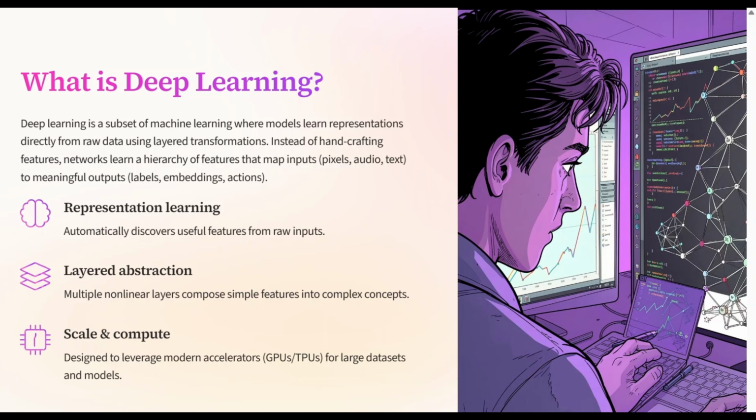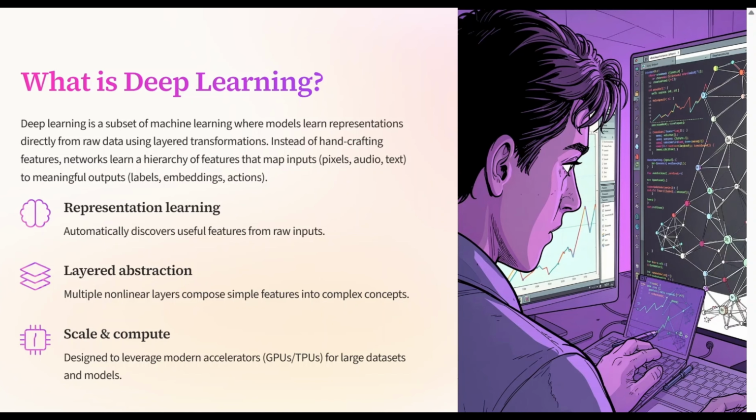So here I will explain three concepts. The first concept is representation learning. It means the model automatically discovers the useful features from the raw data. Like when we are giving the images, it is known as the raw input.